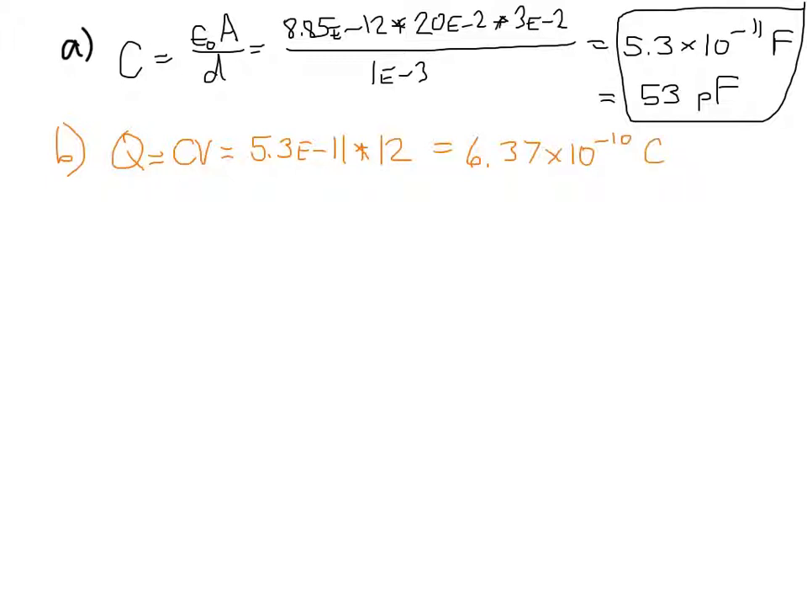And if you want to put it in prefix notation, that would be 637 times 10 to the negative 12th, or 637 picocoulombs.